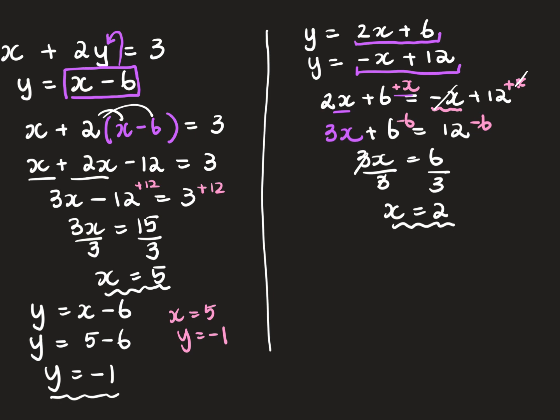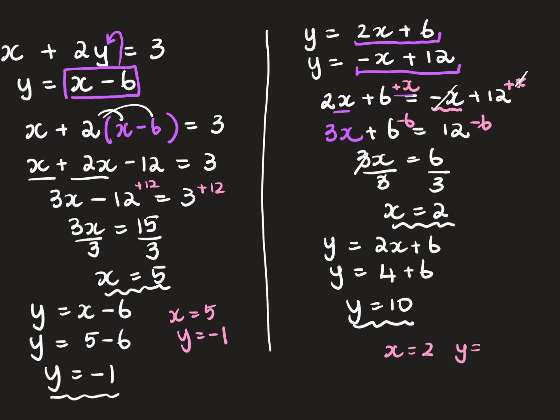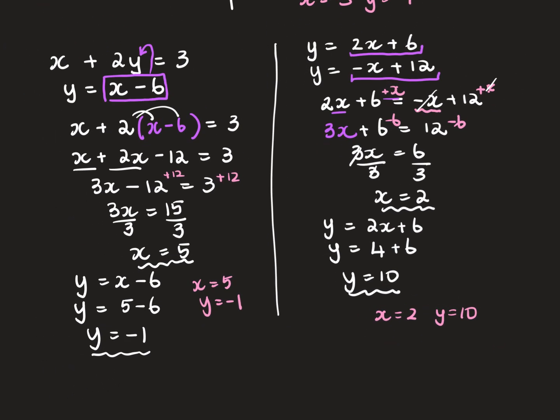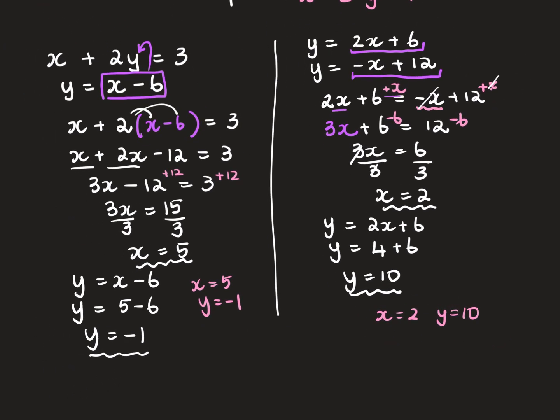Haven't finished yet though. I need to find y. Y is equal to 2x plus 6. If x is equal to 2, 2 times 2 is 4 plus 6. Y is equal to 10. So my solution for that one, x equals 2, y equals 10. Okay, hopefully you're starting to get the hang of doing these. Simultaneous equations are a big part of Year 10 and Year 11 maths.